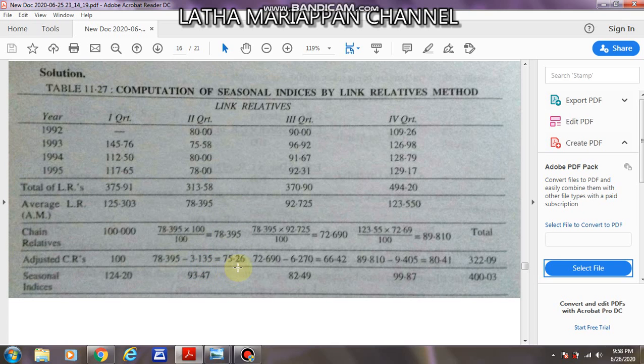Okay, so you will get 75.26. Here you will get 66.42. Here you will get 80.41. Add these values, 100, 75.26, 66.42 and 80.41, and you will get 322.09. Like this only you have to find out your adjusted value.